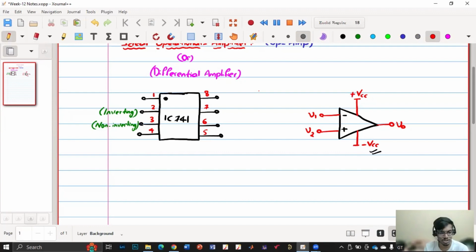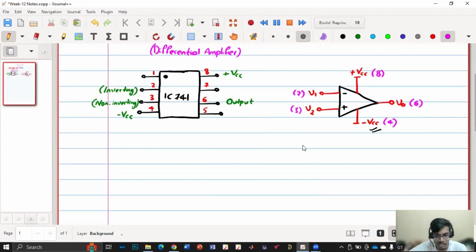The widely used op amp, the IC741, needs plus 12, minus 12, or plus 15, minus 15. So the voltage can vary from 12 to 15. This is the plus VCC, and this is the minus VCC, and terminal 6 is the output. If I write the terminals here, this is terminal 2, this is terminal 3, this is pin 6, this is pin 8, and this is pin 4.